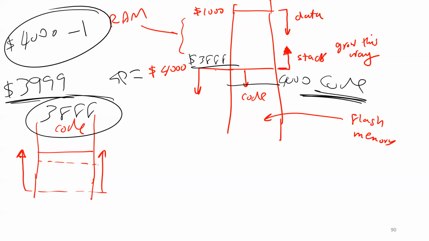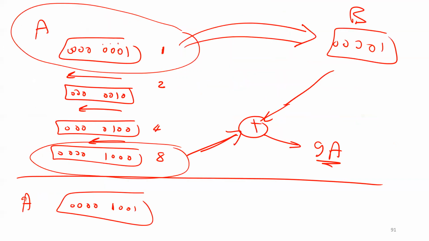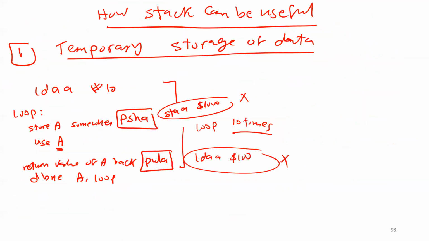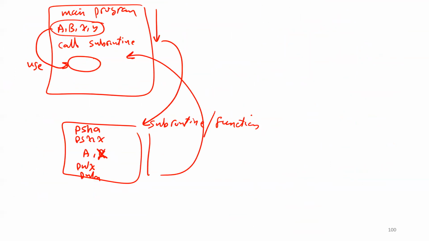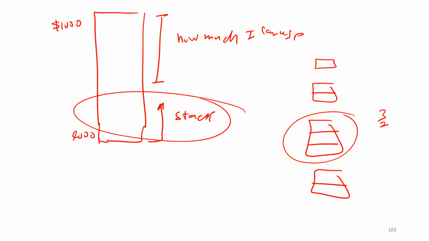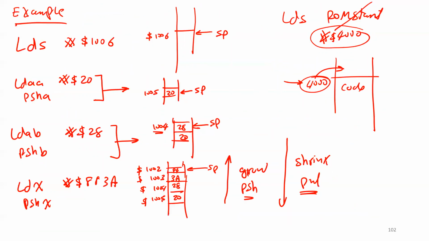So actually, when I say stack pointer at 4,000, this is the initial value. So the first byte is going to be stored at 3FFF, which is this byte. Make sense? Any questions? Okay. So before I say how the stack is useful, how it is important, maybe I want to give you more examples just to understand it more before I explain how it is useful.